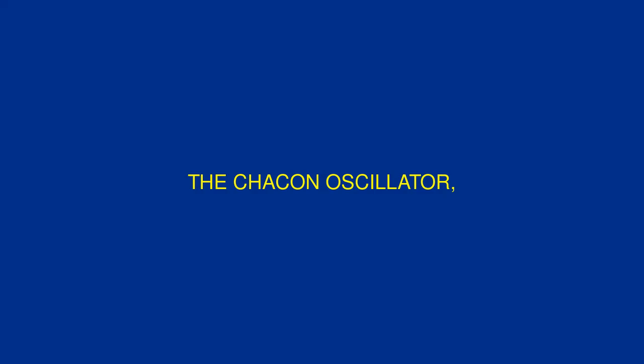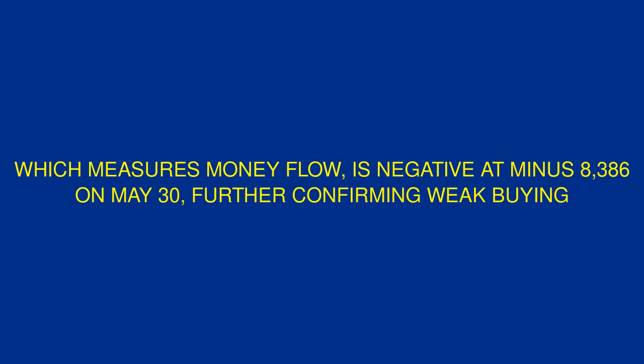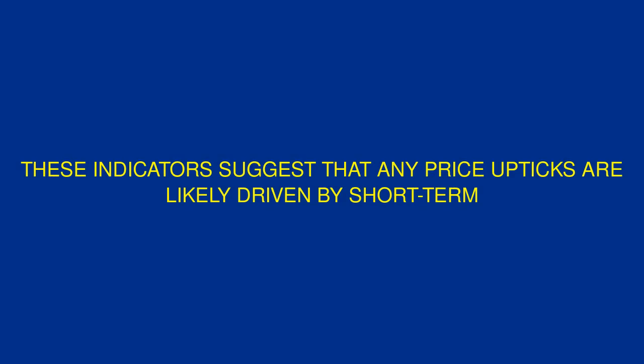price recoveries. The Chaikin oscillator, which measures money flow, is negative at minus 8,386 on May 30, further confirming weak buying interest. These indicators suggest that any price upticks are likely driven by short-term speculation rather than sustained demand.